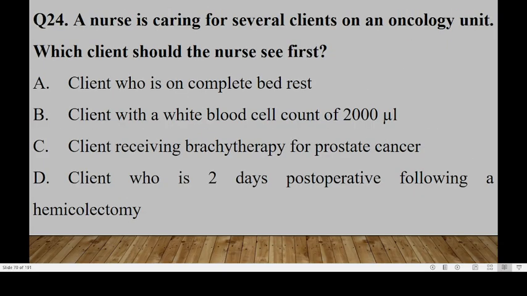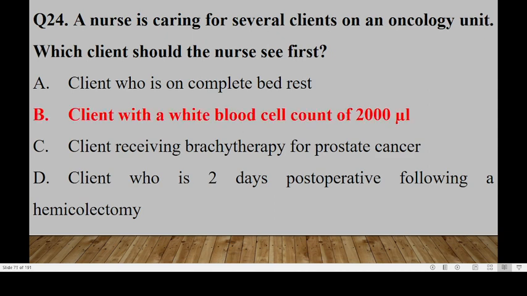A nurse is caring for several clients on an oncology unit. Which client should the nurse assess first? The client with the white blood cell count of 2000.